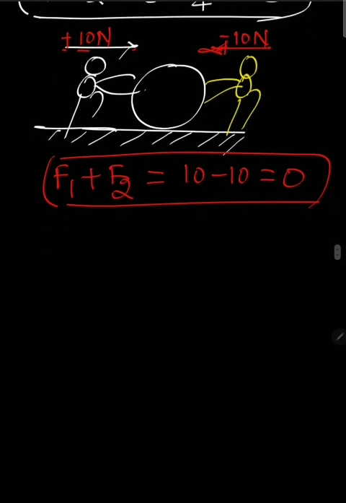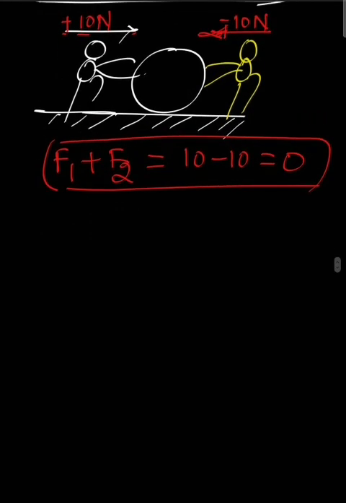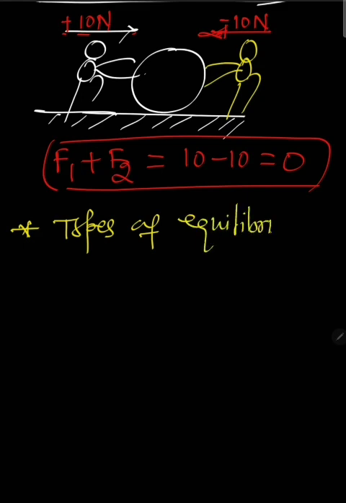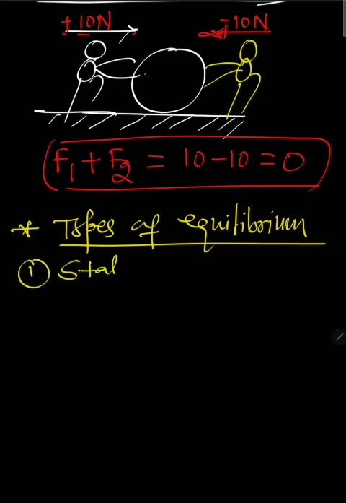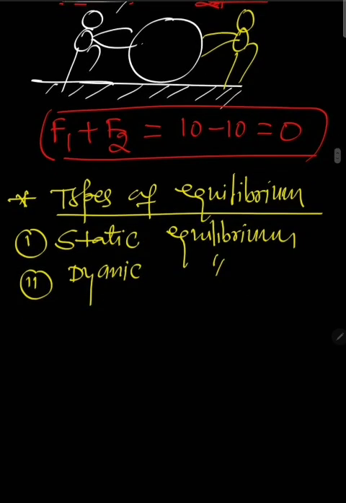Now there are two types of equilibrium, so we are going to discuss the types of equilibrium. First one is static equilibrium, and second one is dynamic equilibrium.